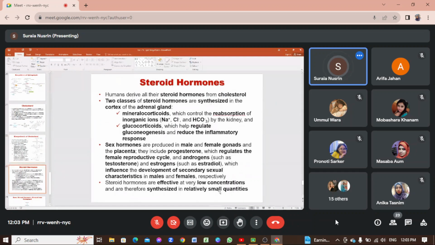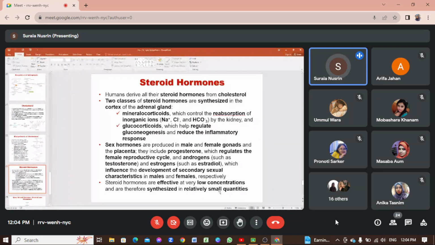Okay, now as we said, steroids, particularly cholesterol, are very important for us, because the important steroid hormones are synthesized from cholesterol. And what are the steroid hormones we are going to see? The first one: there are two steroid hormones which are actually synthesized in the cortex of the adrenal gland.